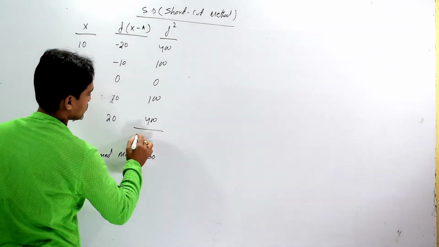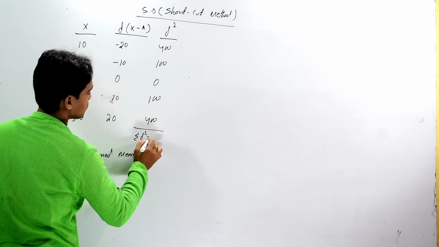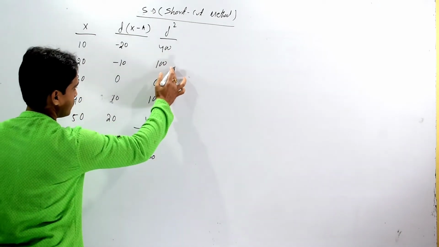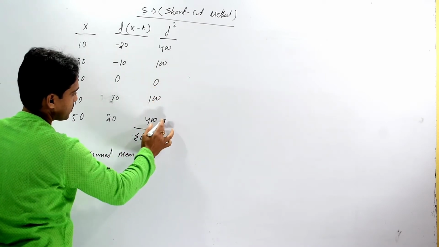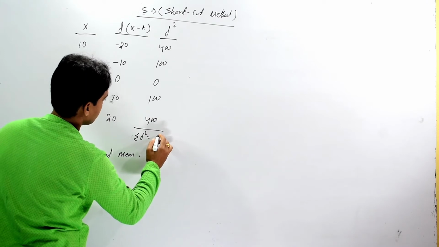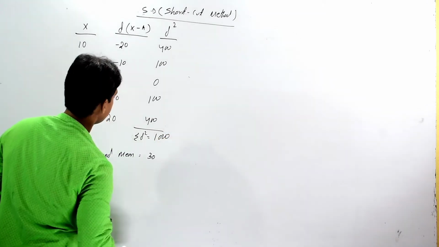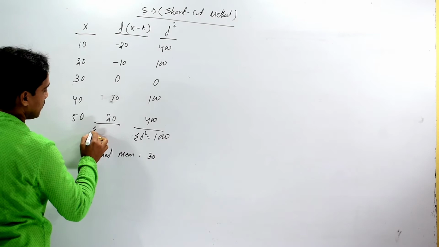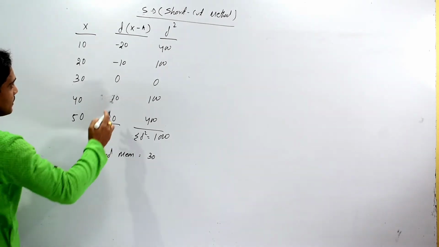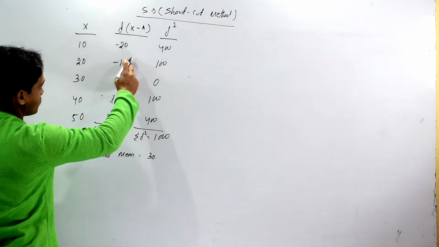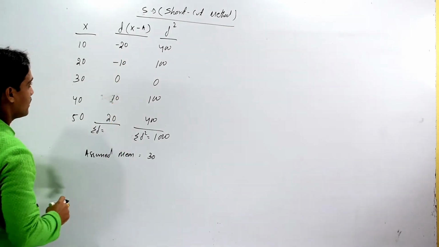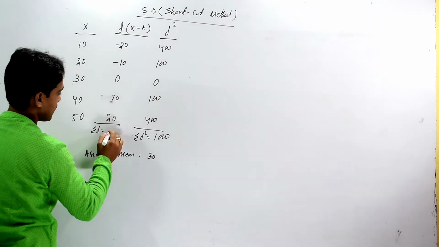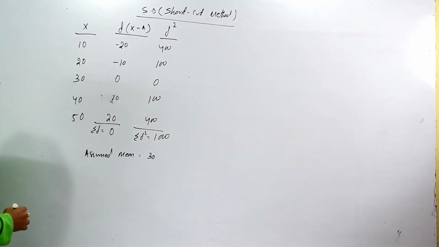Then find the summation of d square, that is 400 plus 100 plus 0 plus 100 plus 400, that is 1000. And summation of d is minus 20, minus 10, 0, 10 and 20. So the minus and plus cancel here, so our summation d is 0.